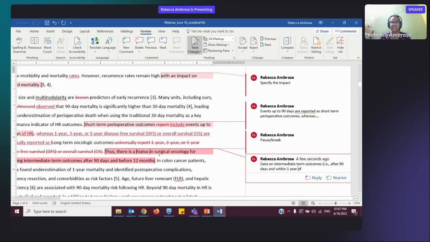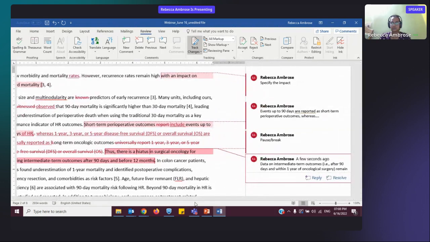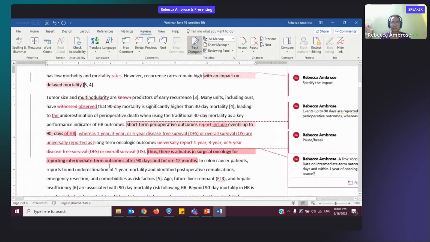because they specifically said surgical oncology, I can say oncological surgery, specifically referring to surgery for cancer. Data on remaining scars. Yeah, that's what they were trying to say.